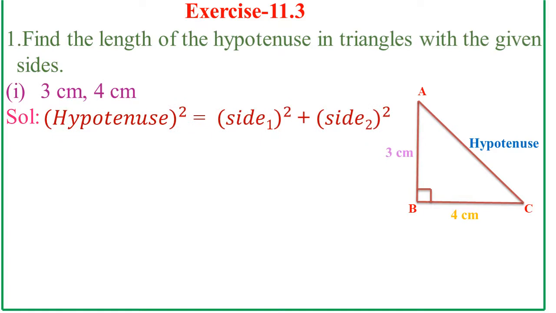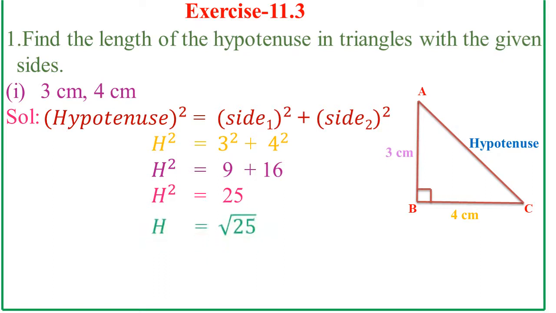Use the formula hypotenuse squared equal to side 1 squared plus side 2 squared. Hypotenuse squared means h squared equal to side 1, 3 squared, plus side 2, 4 squared. It gives h squared equal to 9 plus 16. That means 3 squared means 3 threes are 9, 4 squared means 4 fours are 16. We get h squared equal to 9 plus 16, which is 25. It gives h squared equal to 25.